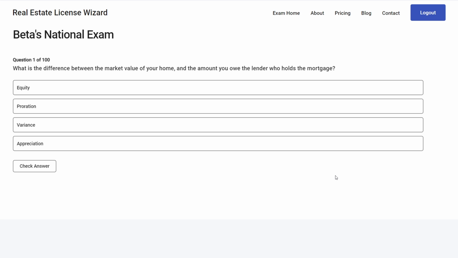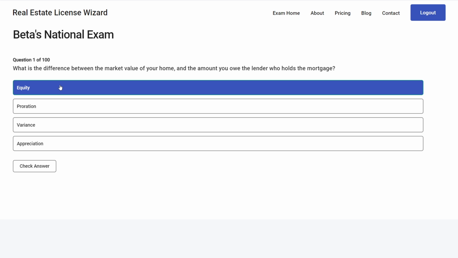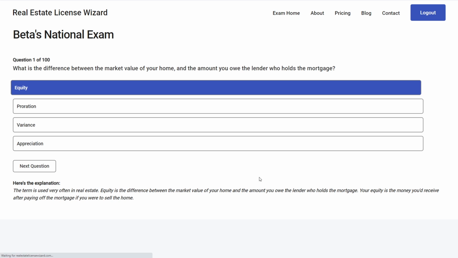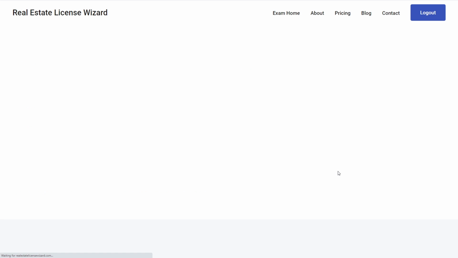All right, so hopefully you guys came up with your answer. So the correct answer for this one is equity, the first option. So the term is used very often in real estate. Equity is the difference between market value of the home and the amount you owe the lender who holds the mortgage. Your equity, of course, is the money you receive after paying off the mortgage if you were to sell the home. Pretty straightforward. All right, next question.